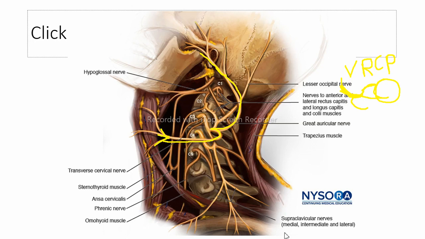Then there is the supraclavicular nerve. It arises from the C3 and C4 fibers, and this is the supraclavicular nerve from the common trunk, and then it divides into the three supraclavicular nerves, and that pierces the clavicle bone.